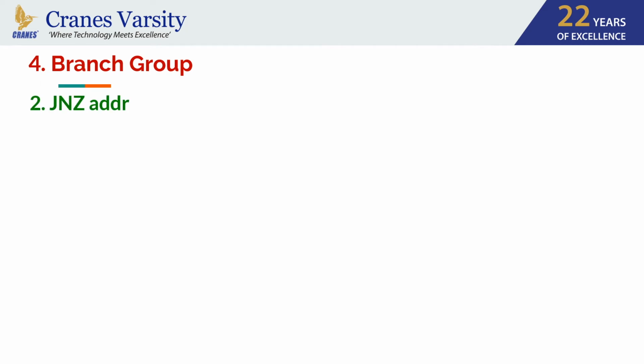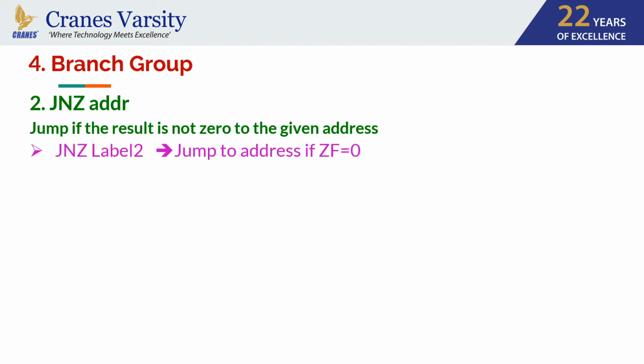Similarly, we have one more instruction called JNZ, which stands for jump on non-zero, or if the zero flag is not set. For example, I can give JNZ to label 2.